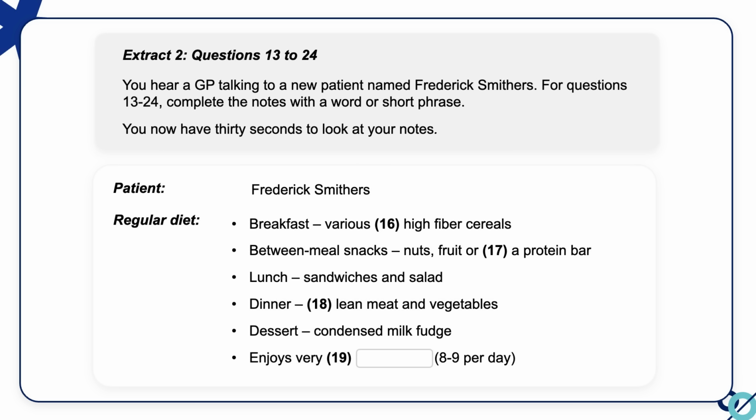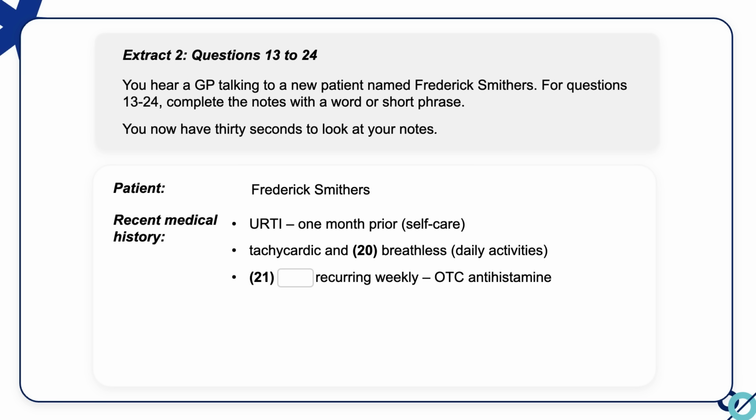Number 18 is lean meat. Dinner is usually something simple like lean meat and vegetables. Number 19 is milky. He likes really milky coffee. Number 20 is breathless. He felt his heart pumping and said that he was breathless. Number 21, hives. He said he had broken out in hives.